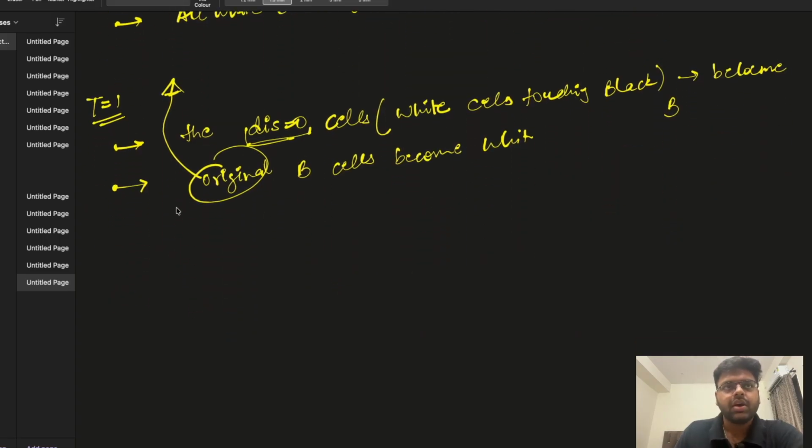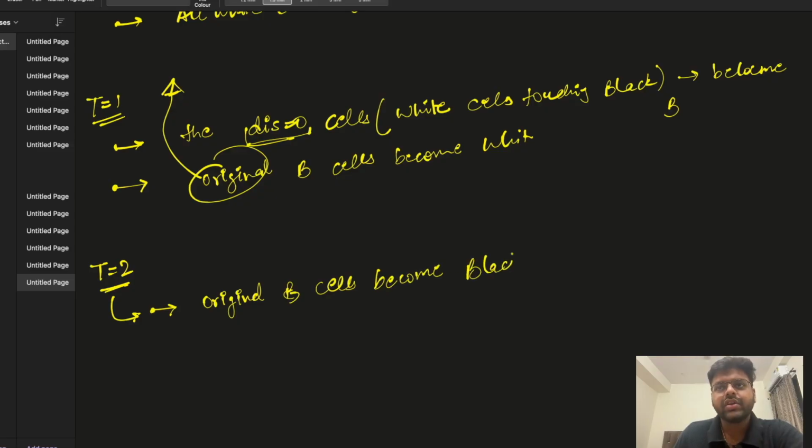Okay, now if we talk about time equal to 0, now here is the crucial thing, you need to understand it from here. So if we see the time equal to 0 instant, original black cells, like I'll simply write B, so original black cells become black again. The original black cells will become black again, because they touch the distance 0 cells.